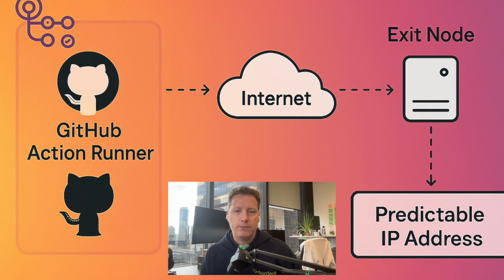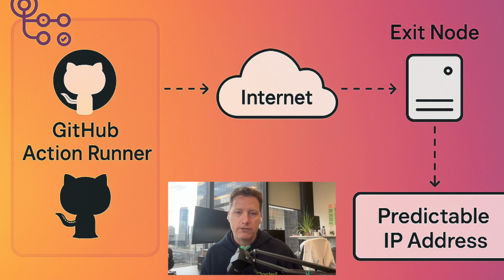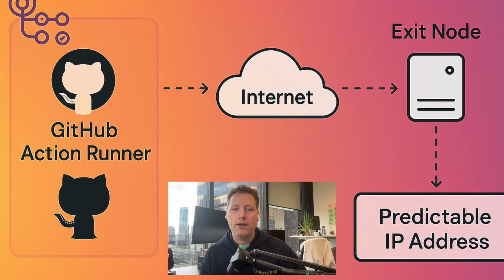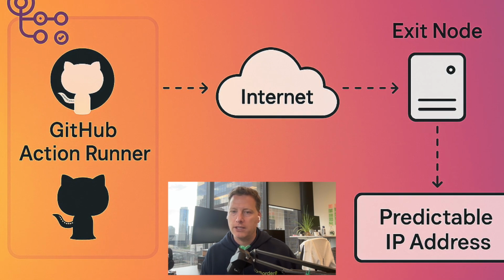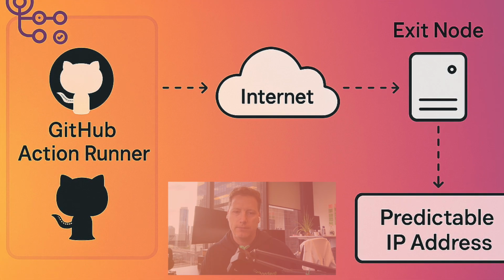So we're going to solve that with border zero. We route all of our GitHub Actions traffic through our own infrastructure using an exit node. And that way, all of your outbound traffic comes from a predictable, stable IP address, one that you control and that you can allow list.